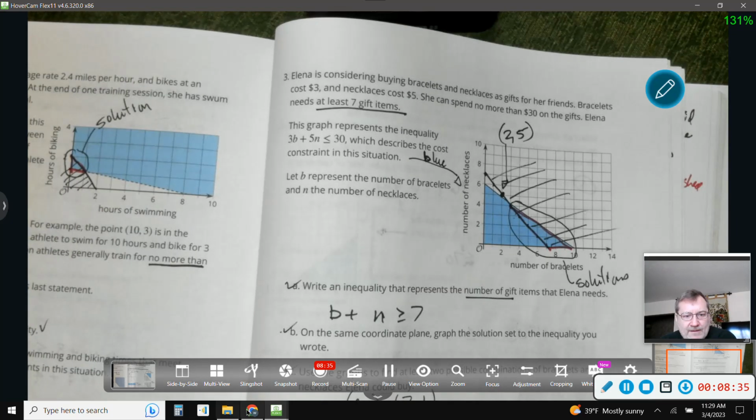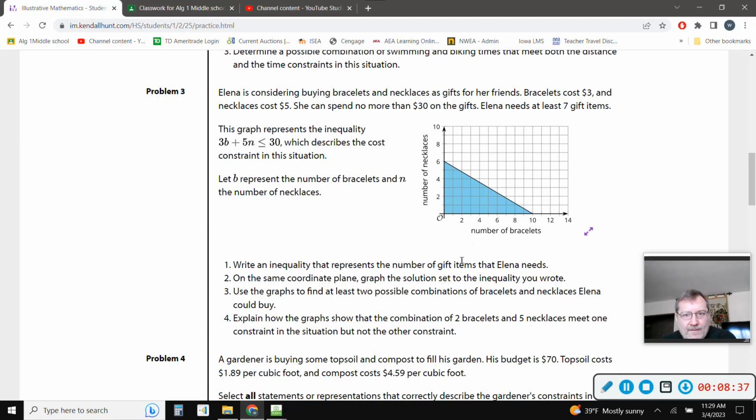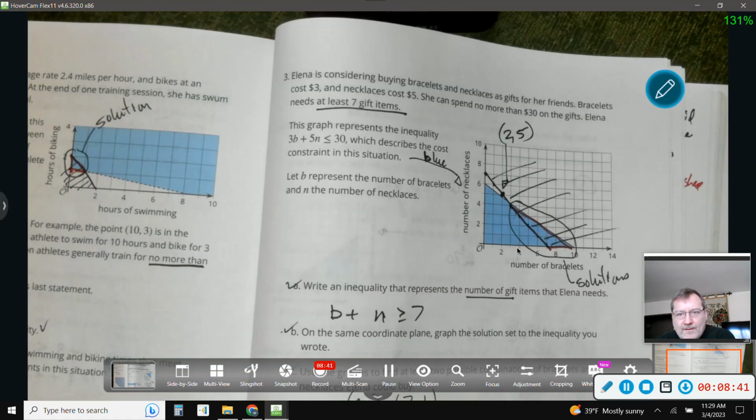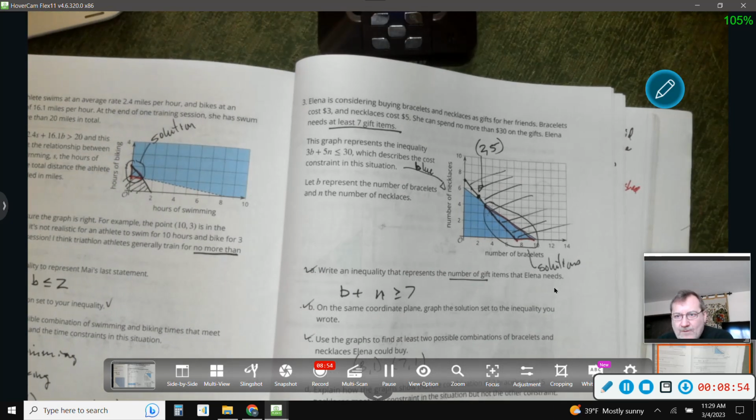There's 2. And let me see if I can get to this other one here. All right. 2, 5. I like this one better. 2, 5 is right there. All right. It's not even close to this constraint. It's up in here. So it could possibly meet one but not the other. And so it's no bueno.